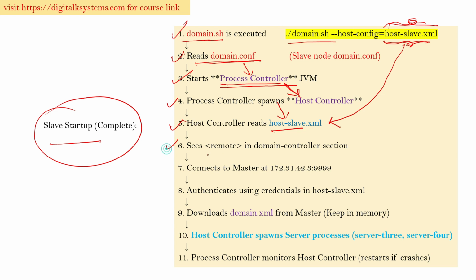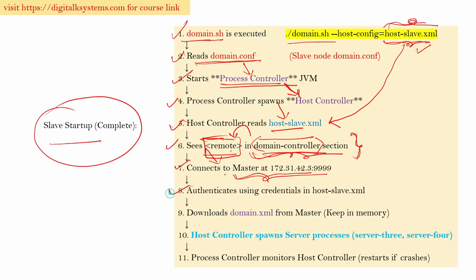And then it sees the remote tag in the domain controller. So here the difference comes in comparison with the master. Here the master recognizes that, okay, I am defined as the master, I am going to be a domain controller, so it starts the management, which we have seen in the previous slide. But now here we are starting the slave. So the slave looks for the remote tag inside the domain controller section, and then it identifies that, okay, I am the slave, because there is a master defined in your slave XML file. So it reads that configuration and tries to connect with the master node.